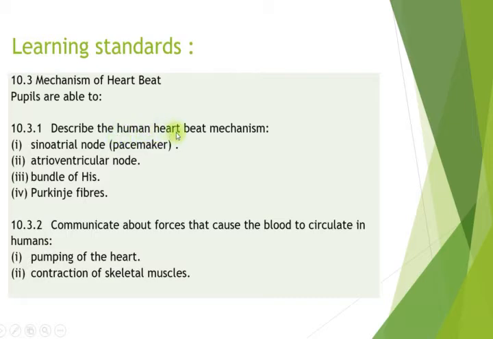So you have to describe the human heartbeat mechanism that involves the sinoatrial node, the pacemaker, the atrioventricular node, bundle of His, and Purkinje fibres. And number 2, communicate about the force that causes the blood to circulate in humans, that involves the pumping of the heart and also the contraction of skeletal muscles. So today you are going to learn about the mechanism of the heartbeat, or how the heart beats.